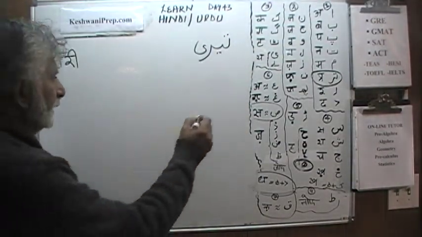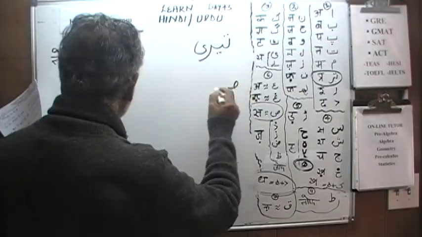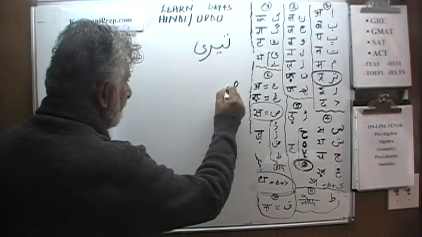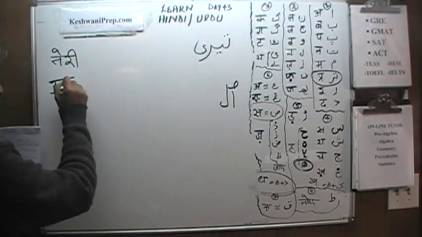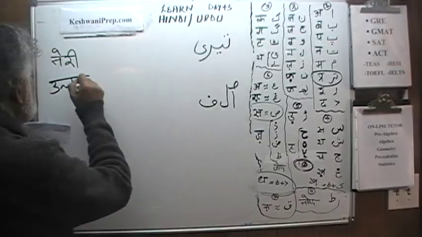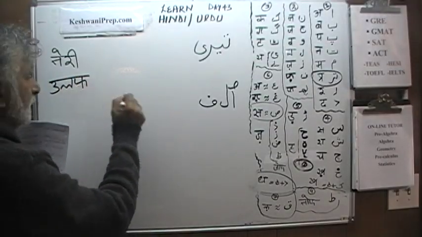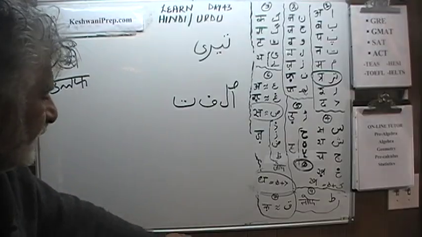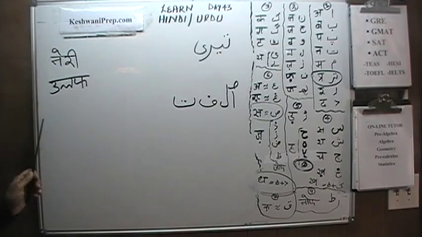The next word is Ulfat. Ulfat. Alif with a pesh, u, choti u ki matra, then a lam, then we have a fe, and then a te. Now let's stop here just for a brief second.